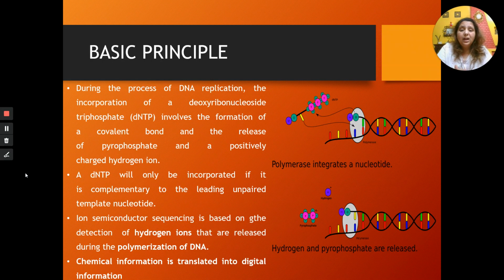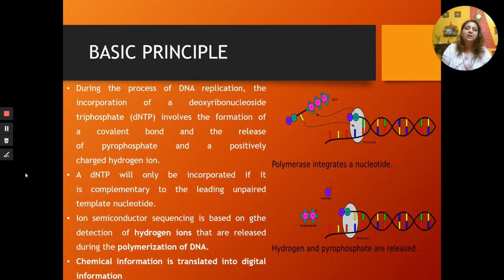Now, what is the basic principle of ion torrent sequencing? See, the process that makes ion torrent sequencing different from 454 sequencing is actually its principle of sequencing. That is, the process that makes Ion Torrent different from 454 sequencing is its principle. And what is that principle? This principle of Ion Torrent sequencing is based on the very normal process of DNA replication. So what happens during the process of DNA replication?